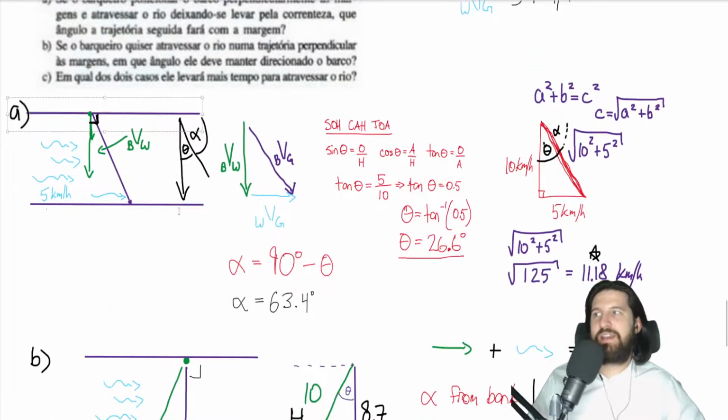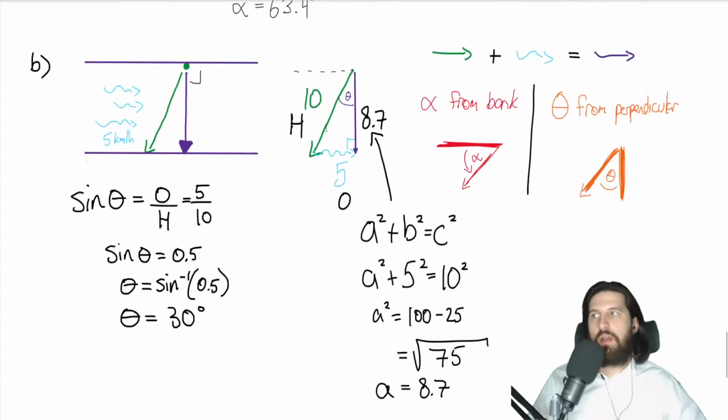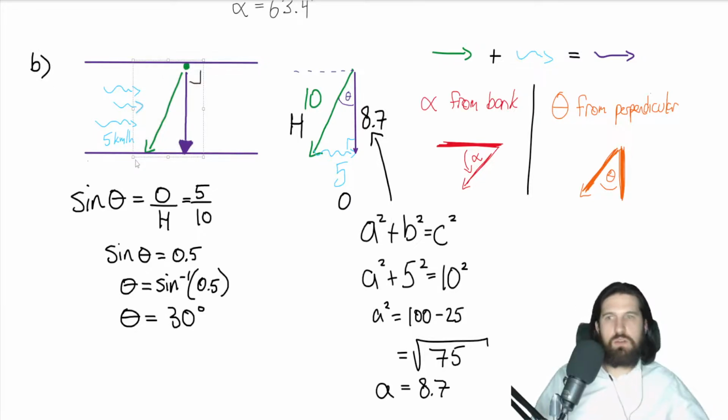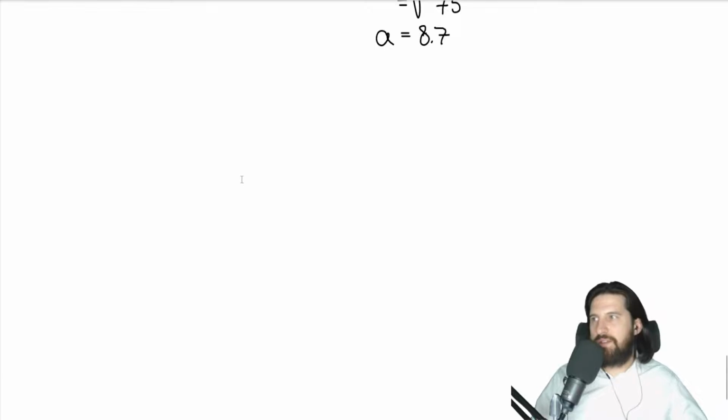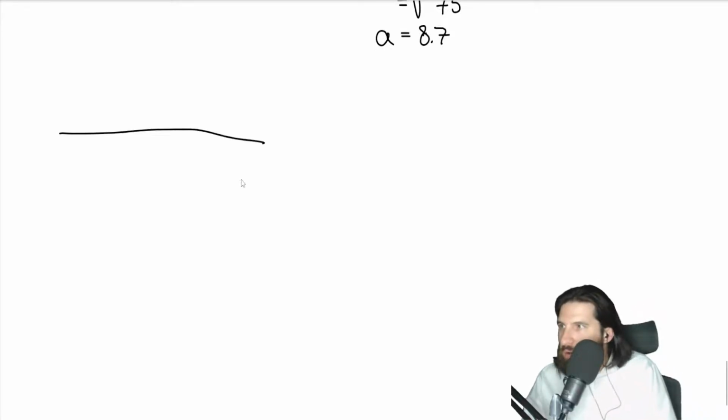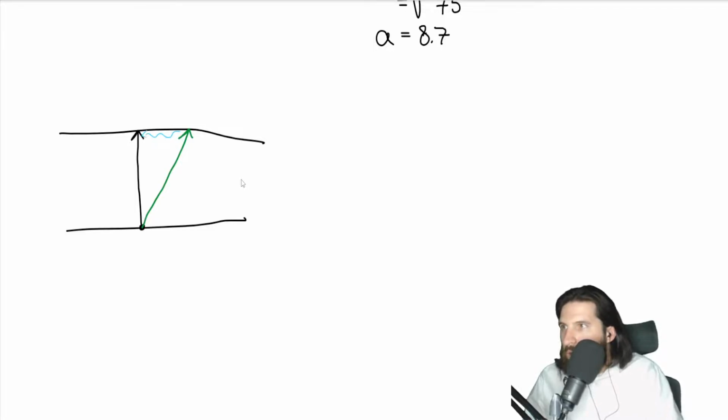A is the scenario where you're not going directly across, where you're going on an angle. B is the scenario where you're going directly across and you're aiming on an angle. So this is what they're asking about: going directly across. Okay, so B has less velocity, but it's going directly, so it's faster, right? Wait a second.